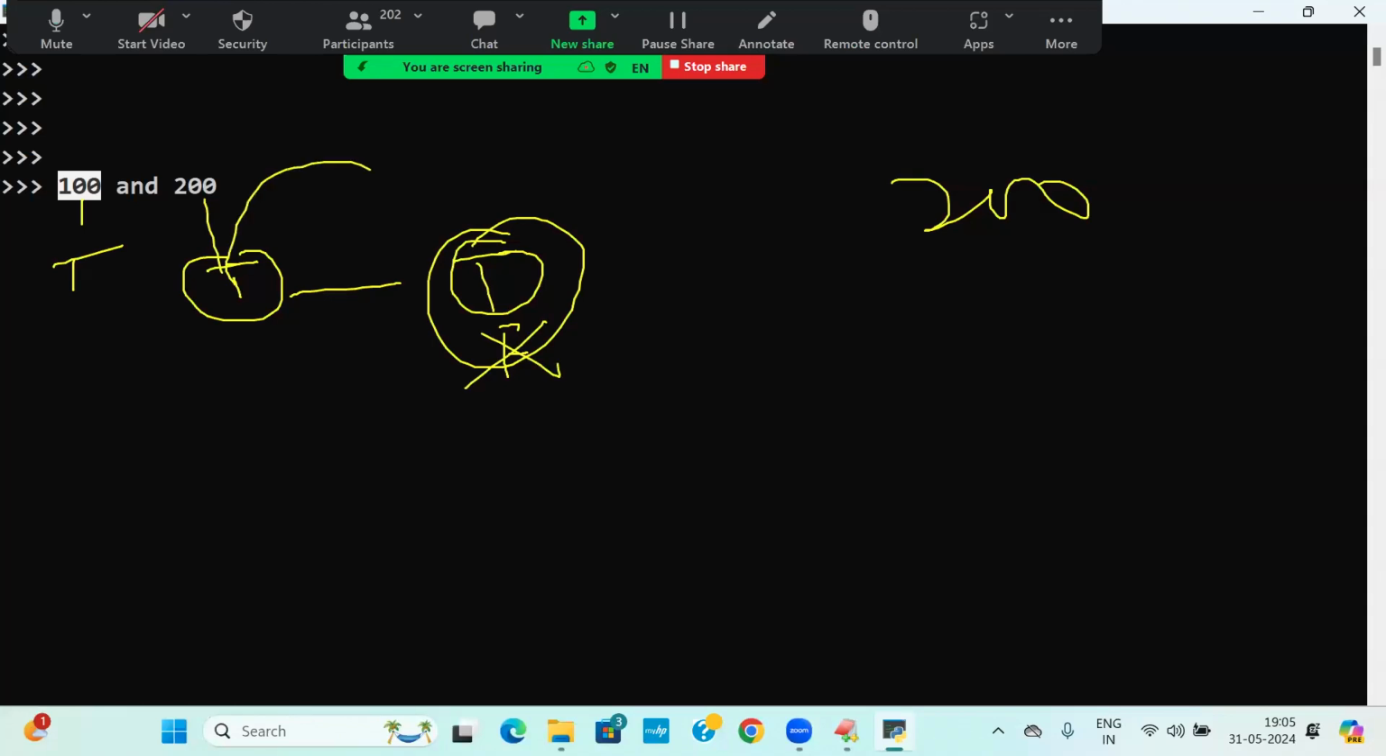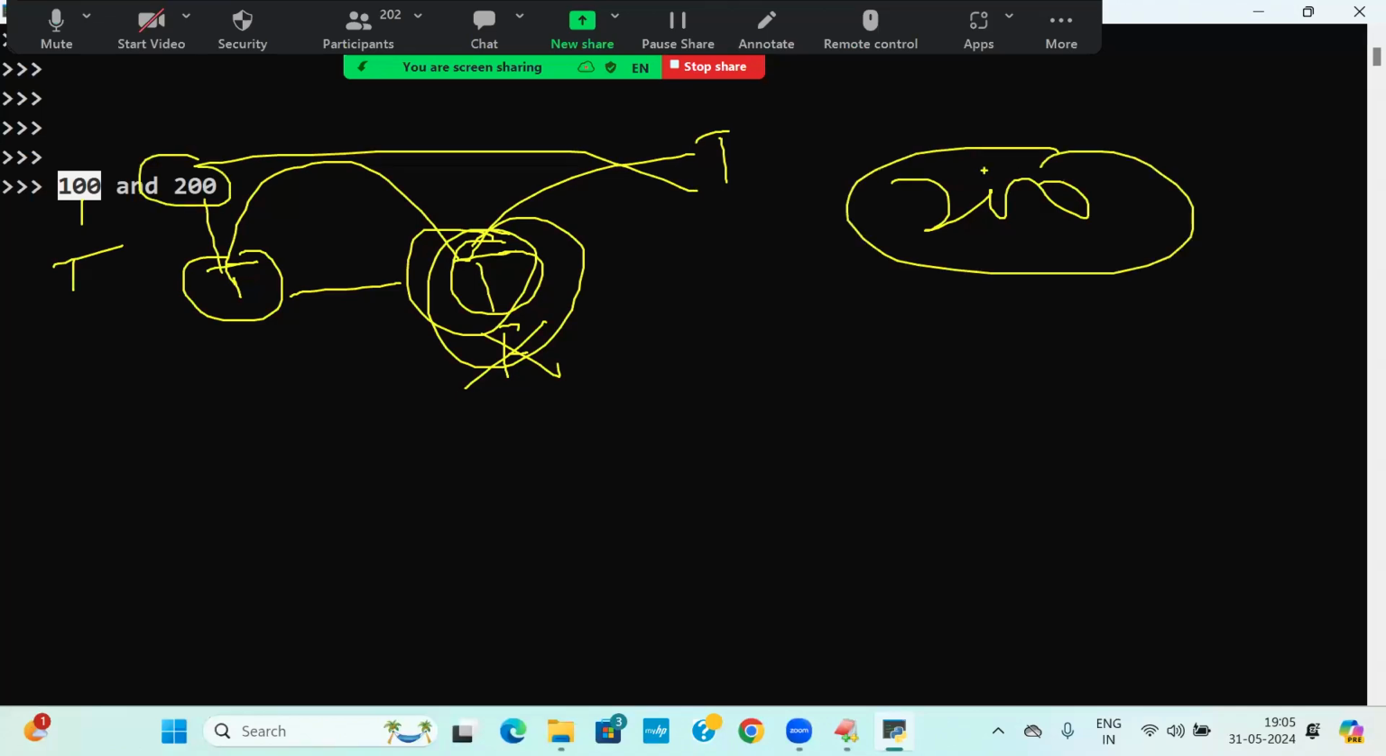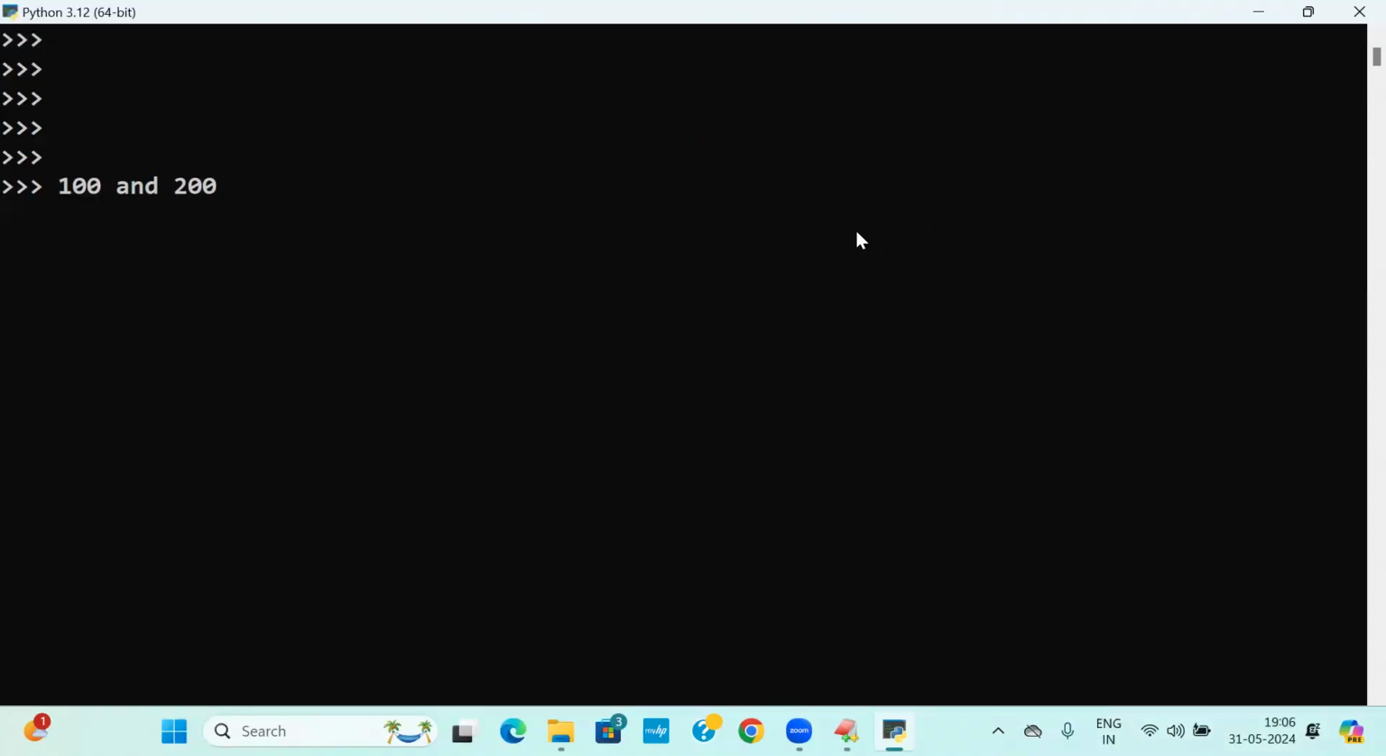So when first one is true and second one is true, which result is the total result? The second true is the result of the total true. Yes or no? In the second true place, what is there? 200. That is the result. So the answer is 200. You understood?